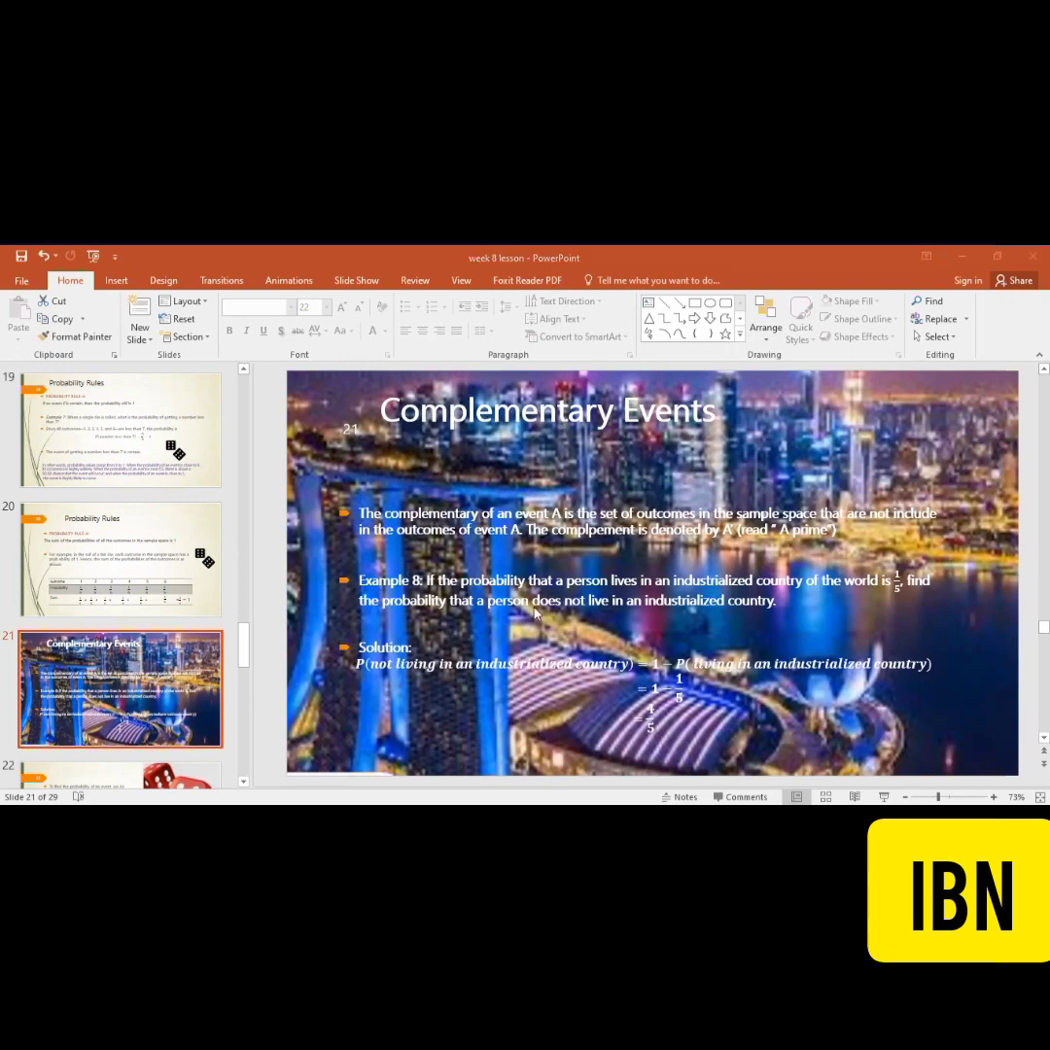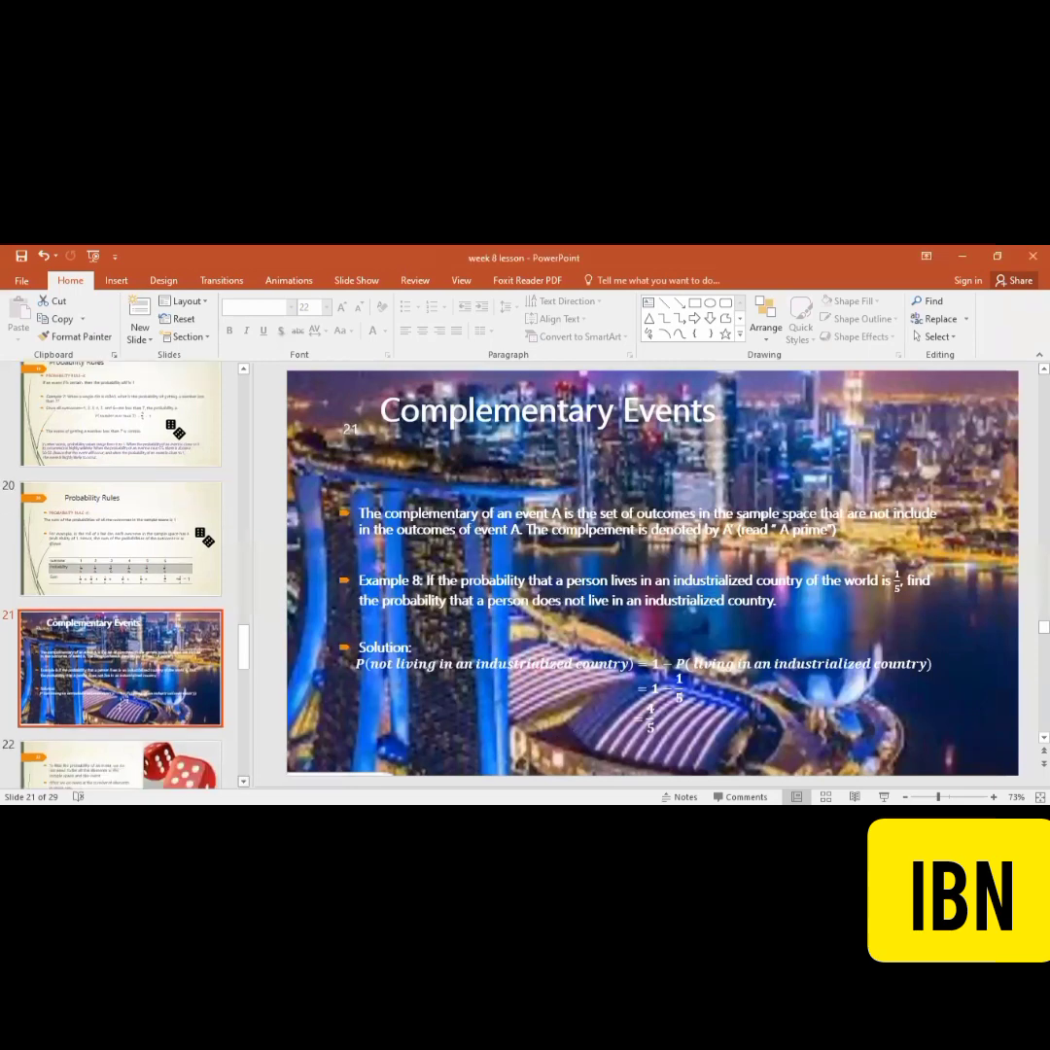Example: if the probability that a person lives in an industrialized country of the world is 1 by 5, this probability is given to you. Fine. Find the probability that a person does not live in an industrialized country. It's quite simple: you subtract like this. You write the probability of not living in an industrialized country, which you are interested in. That will be 1 minus P of living in an industrialized country. You get 4 by 5 as your required probability, which is the complement probability.